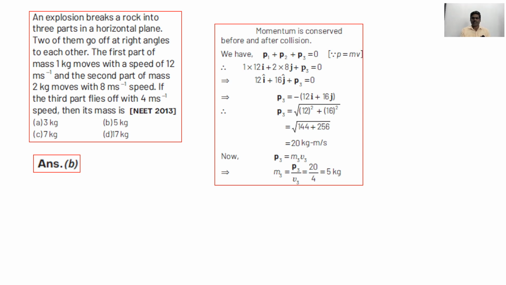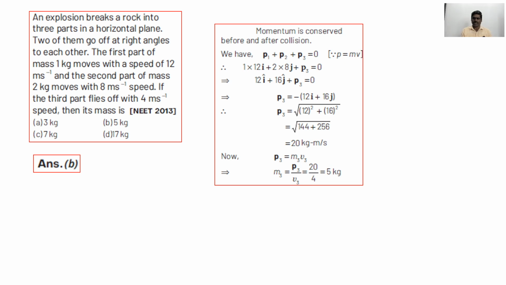So square root of 400 is 20. Therefore P3 equal to 20 kilogram meter per second. We know P3 equal to mass m3 into velocity v3. From that, m3 equal to P3 by v3. P3 is 20, v3 is 4.